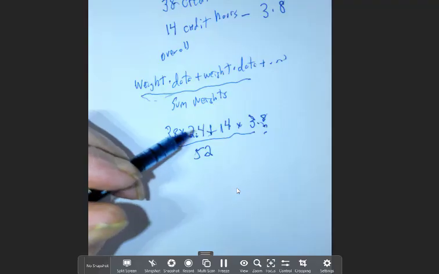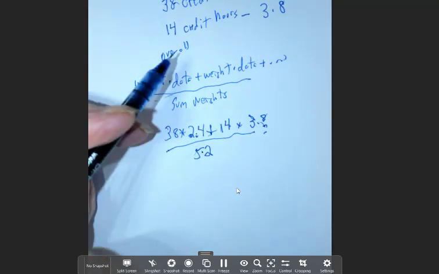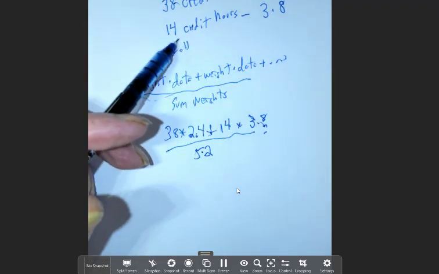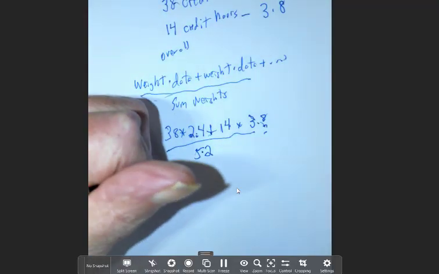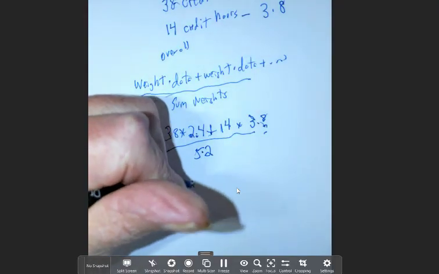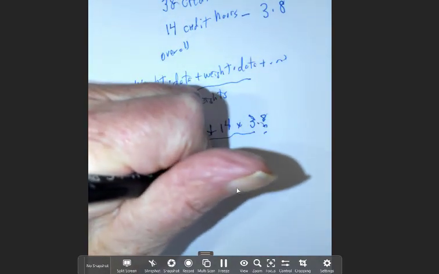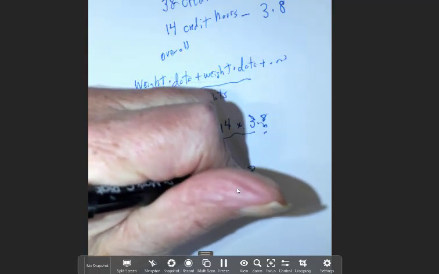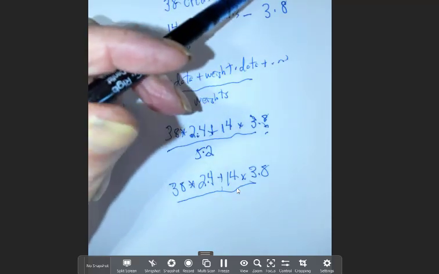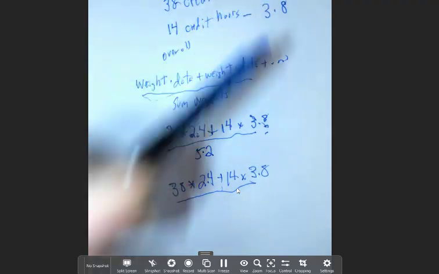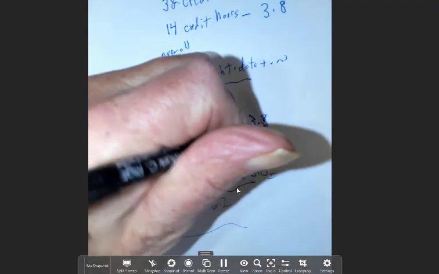And I'll go over the only mistake students usually will make sometimes, which is confusing the sum of the weights with the data. So they might do this: 38 times 2.4 plus 14 times 3.8 divided by, and they might put down here, add these two, which would be 6.2. Let's see what we get.